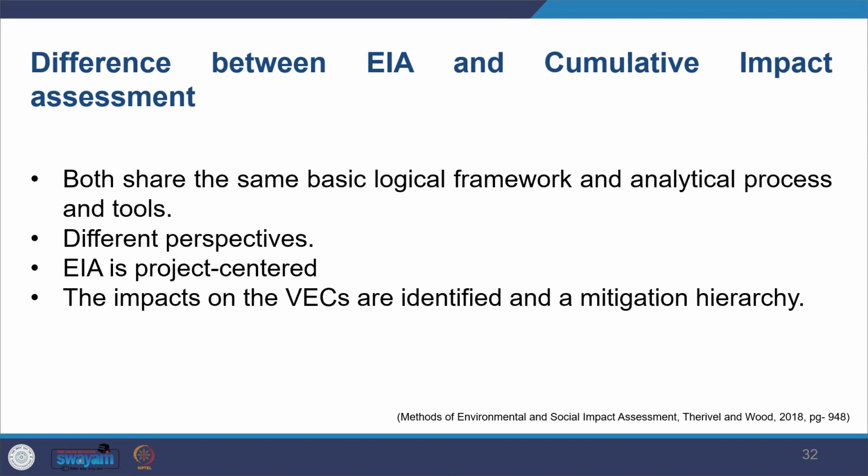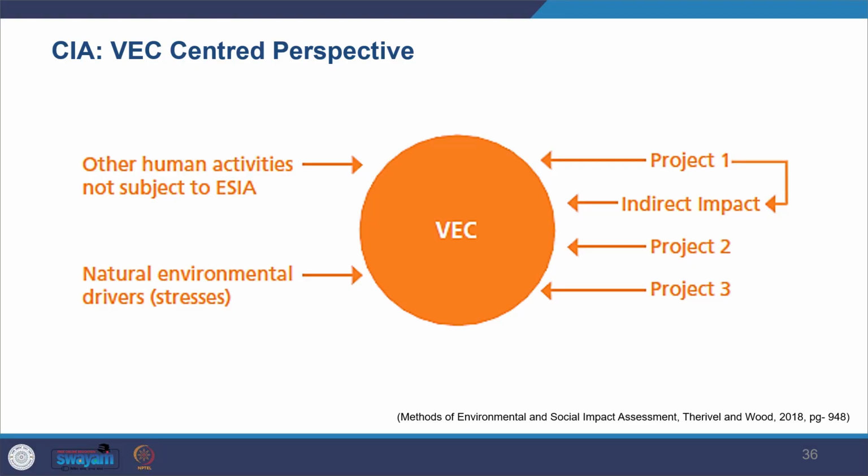But what happens with cumulative? In cumulative impact assessments, the focus is on the valued ecosystem component. And here the area considered is the area in which the valued ecosystem component is there. So our focus is on VECs, which other stresses because of development and human activity may affect. So we focus on the recipient more than the project.